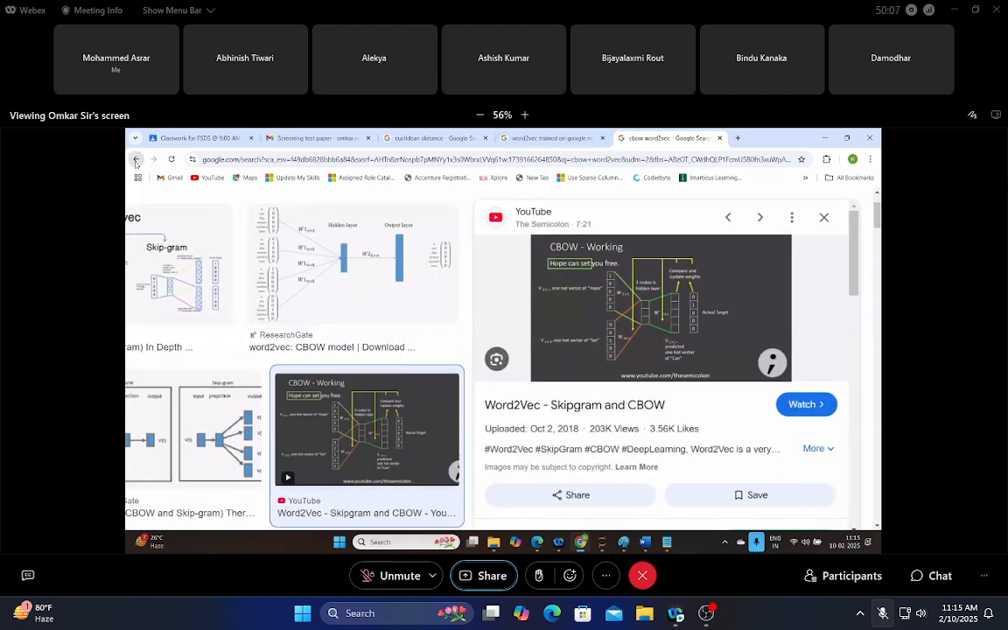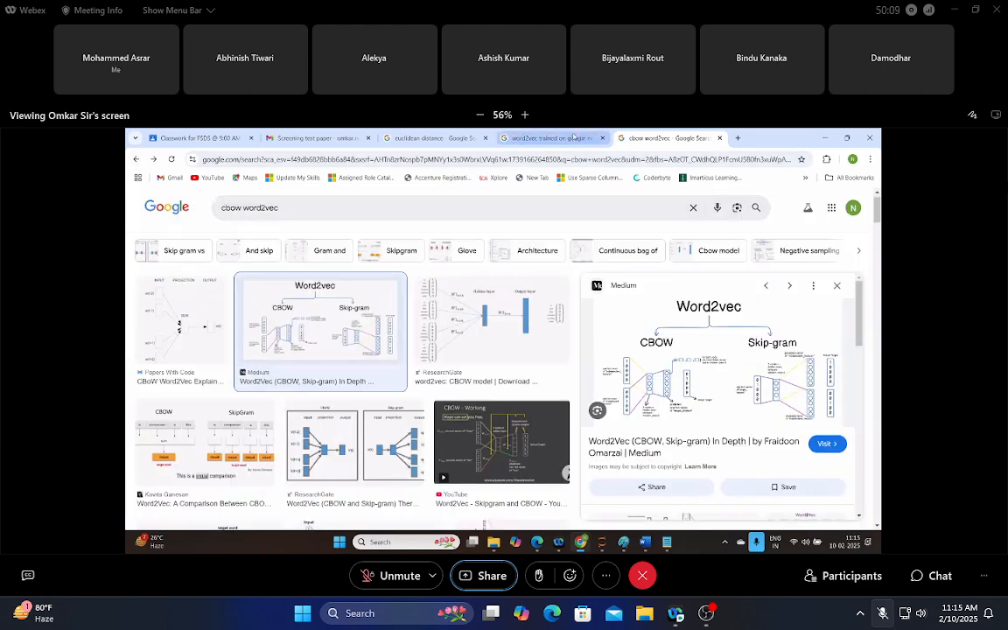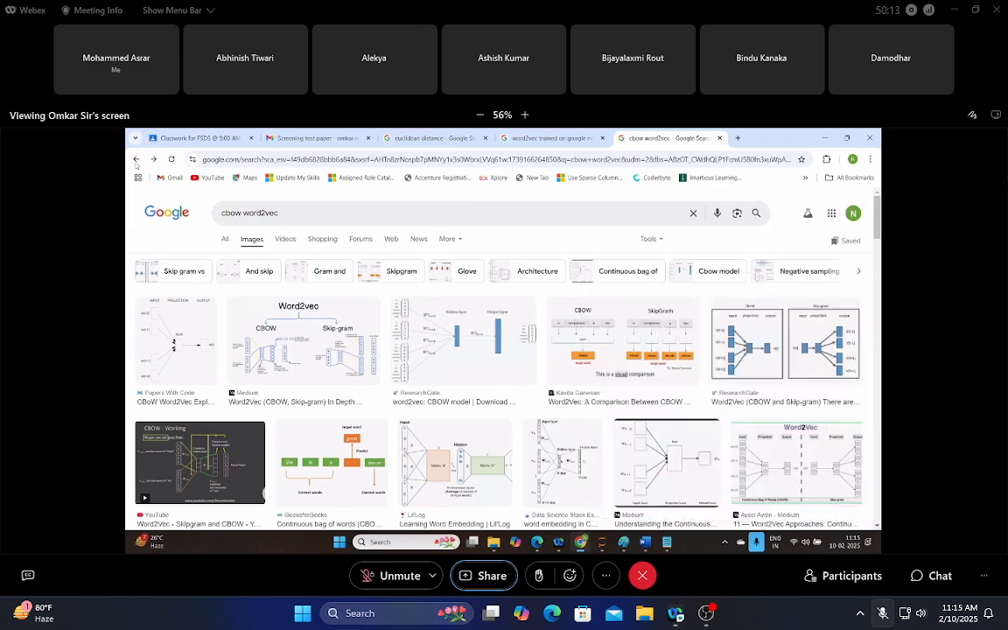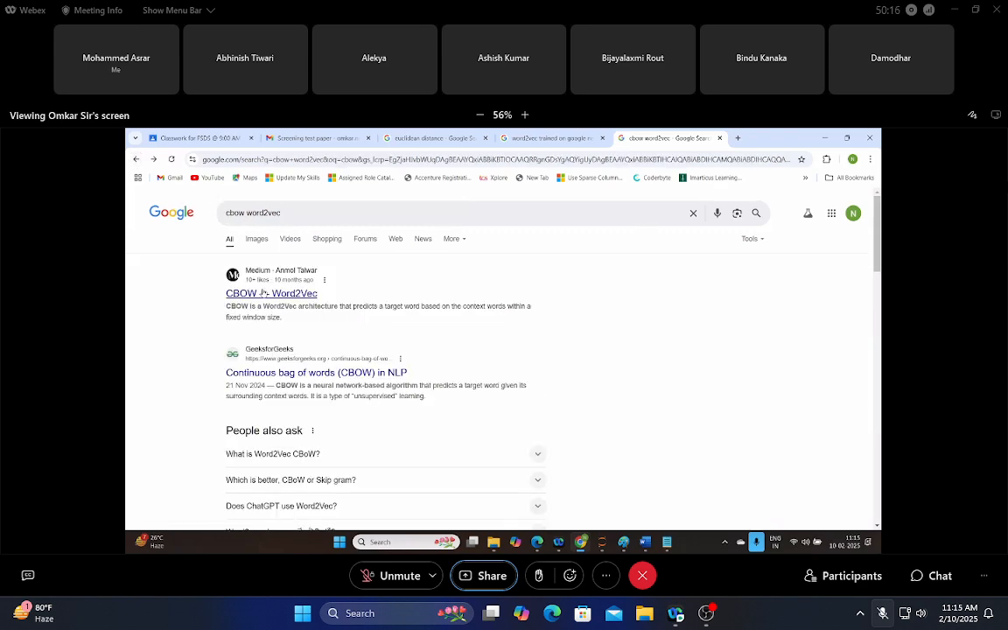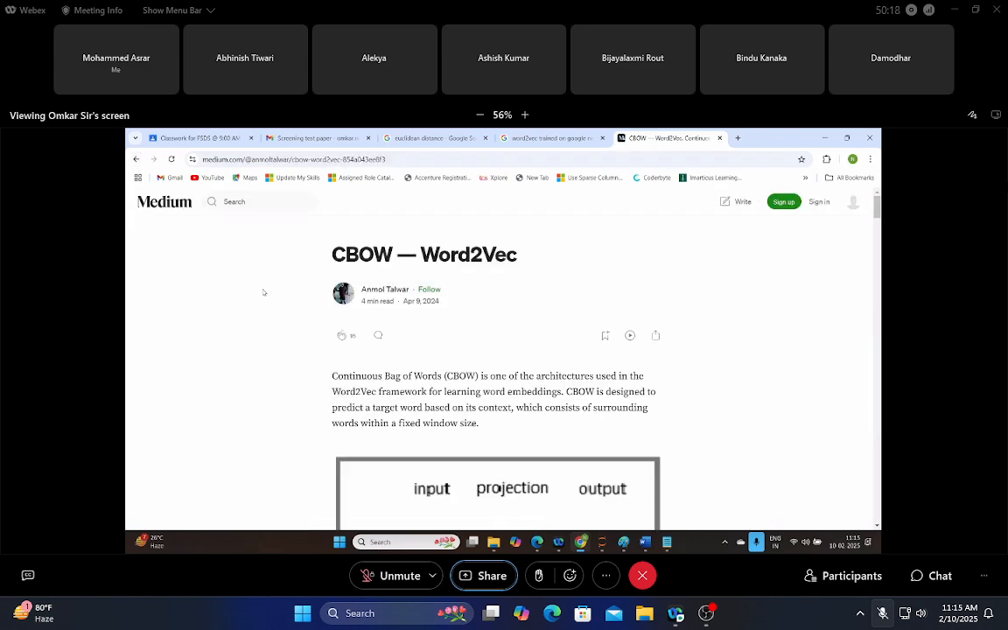Now, let's see here. Transfer learning, our famous transfer learning now. Let's see. Somebody explained this. Let's see how they explained. Give me a minute.